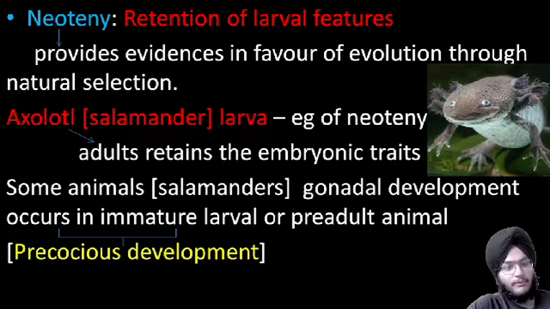Next, let us talk about neoteny. Neoteny is retention of larval features. This is the opposite of retrogressive metamorphosis. Neoteny provides evidence in favor of evolution through natural selection.